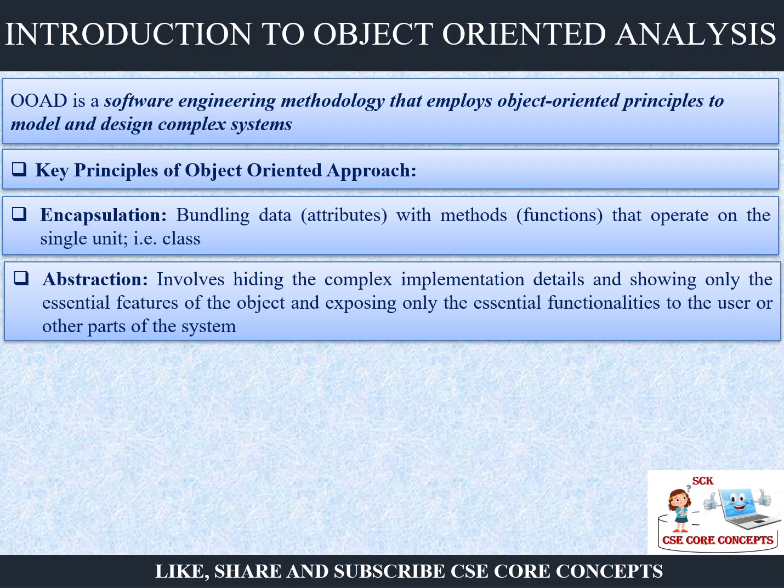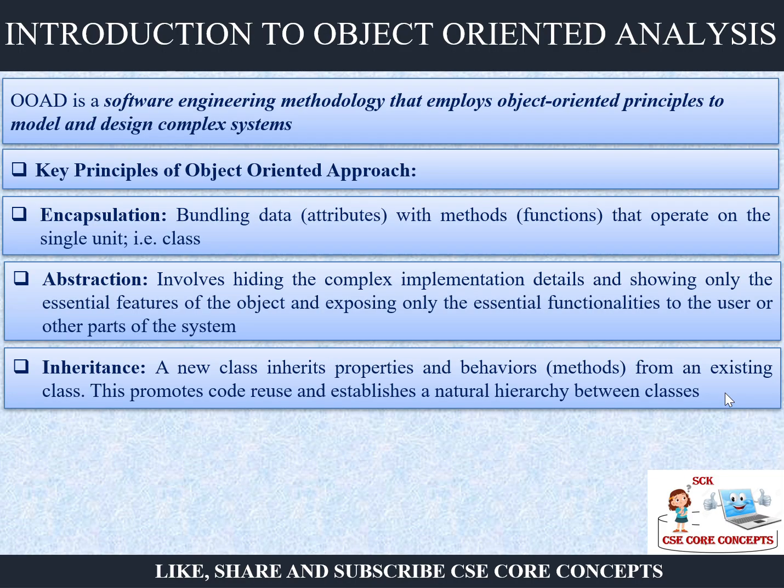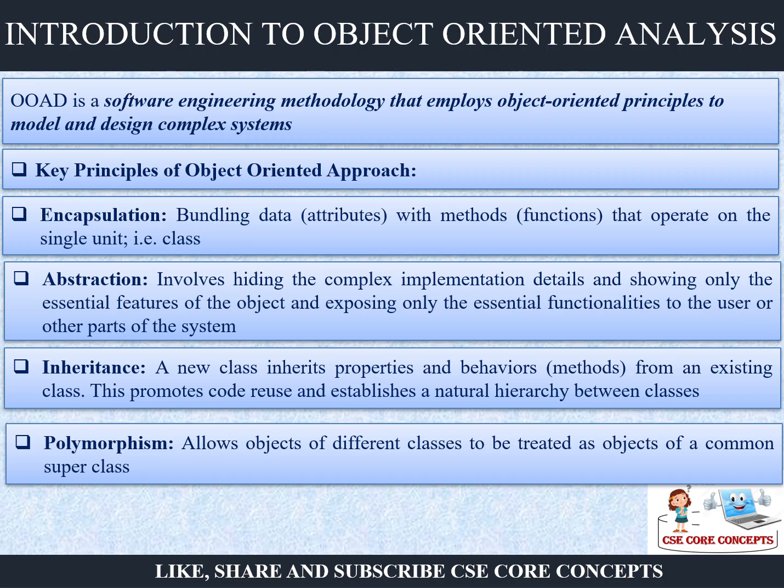It involves hiding the complex details and showing only the essential features to the user. Inheritance: a class is a parent class, and it helps other classes, that is child classes. So the child class will inherit from the parent. This property enhances reusability and shows the hierarchical structure.